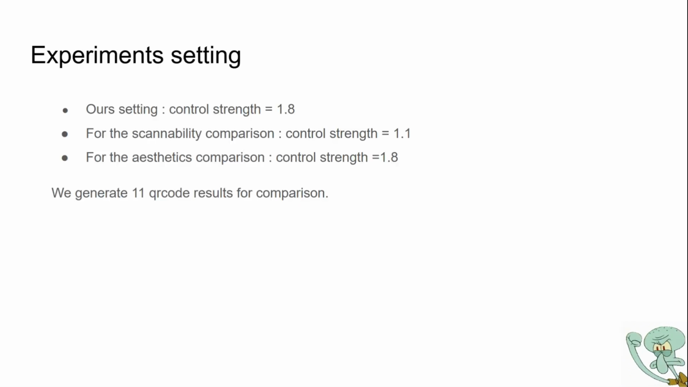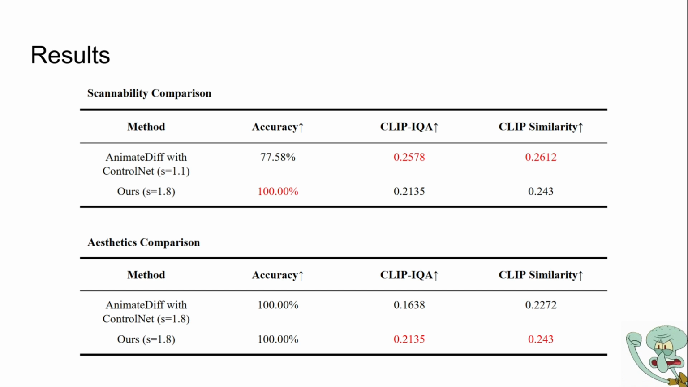We applied two different settings for our experiments. For generally producing animated QR codes and aesthetic comparison, we set the strength of our ControlNet, which is used to guide the generated results closer to the QR code, to 1.8, while 1.1 for the scannability comparison. We generate 11 QR codes in total for comparison. This is our quantitative result of scannability and aesthetic comparison. We calculate the scanning accuracy, the appearance score, CLIP-IQA, and the text-frame similarity, CLIP similarity.